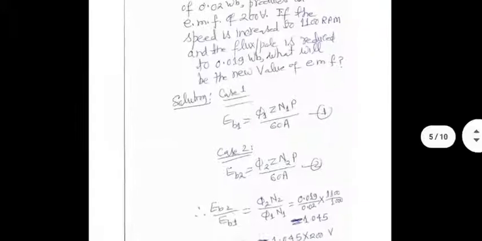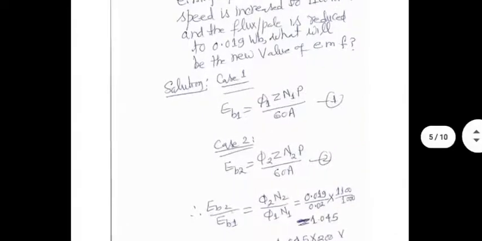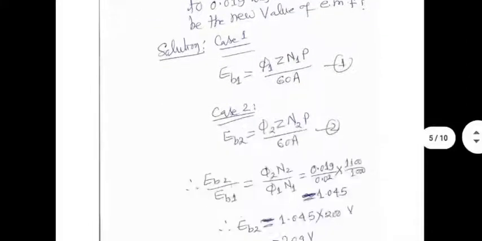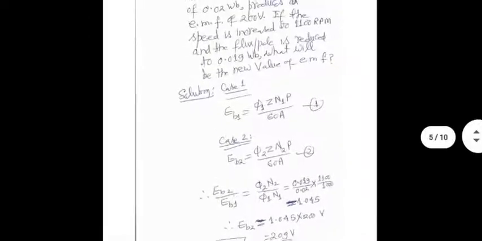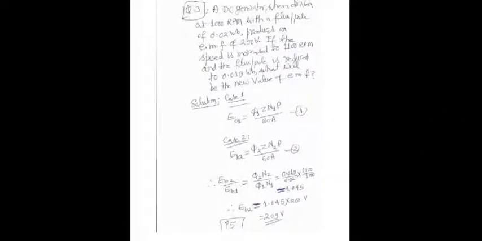So essentially you take the ratio of EB2 and EB1 and it simply turns out to be phi 2 N2 divided by phi 1 N1. And phi 2 is 0.019 Weber, phi 1 is 0.02 Weber, N2 is 1100 RPM, N1 is 1000 RPM. So EB2 divided by EB1 turns out to be 1.045 approximately. And EB1 is given as 200 volts. So EB2 will be 1.045 into 200 volts. A simple problem using the same equation 2 times and taking the ratio.